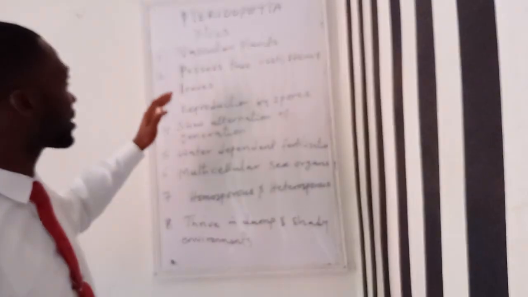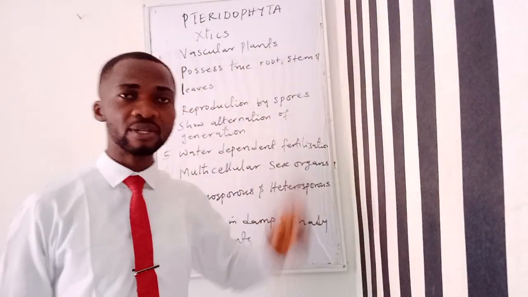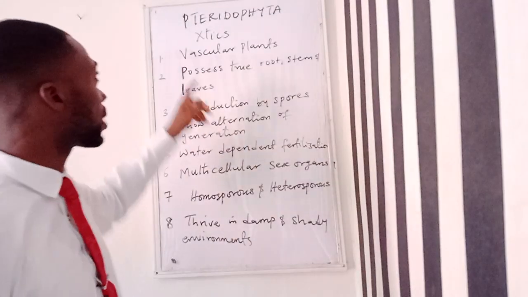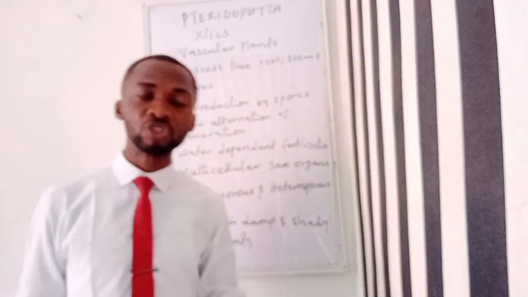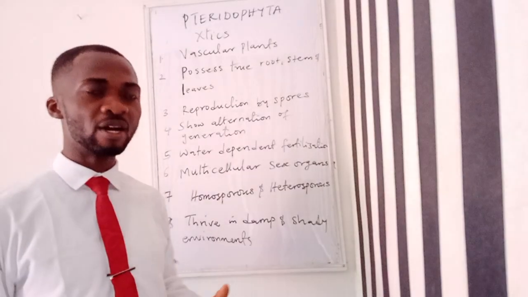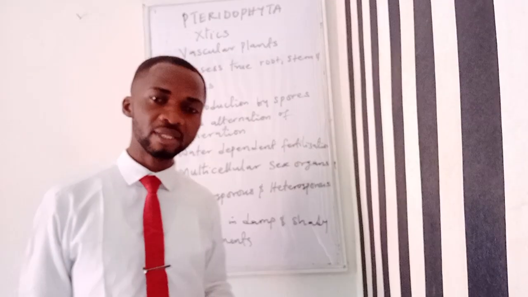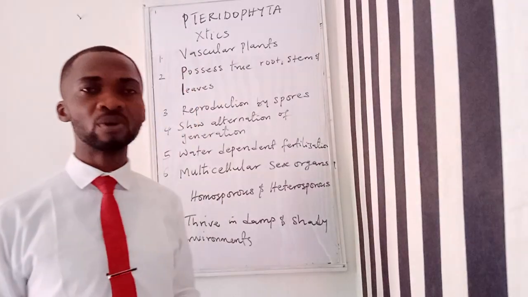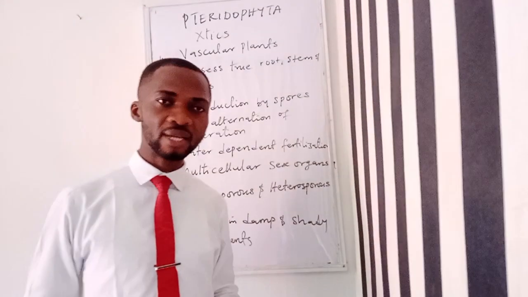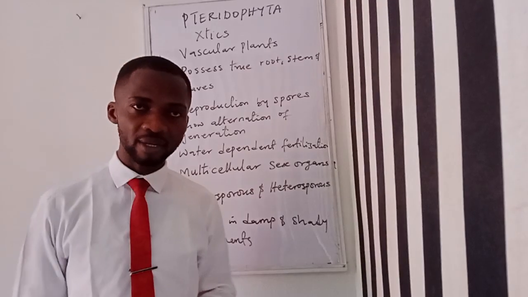So, characteristics of pteridophyta. The first characteristic of pteridophyta is the fact that they are vascular plants, which I've just mentioned. They are vascular plants in the sense that they have efficient tissues that help in the transport of food, and that's the phloem, and in the transport of water and nutrients, and that is the xylem. Then the second one is the fact that they possess true root, stem, and leaves.